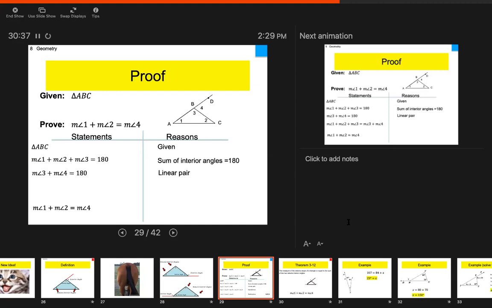Okay, we've seen this technique. McKinley, you're up. We've seen this technique probably 8 out of 10 times that we've done a proof. What's the next step? Substitution. What are we substituting? One of them. What are we substituting? Oh, measure of angle 1 plus angle 2 plus angle 3 equals measure of angle 3 plus angle 4.